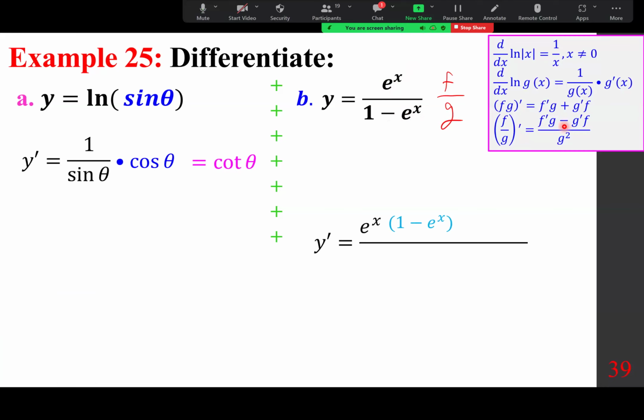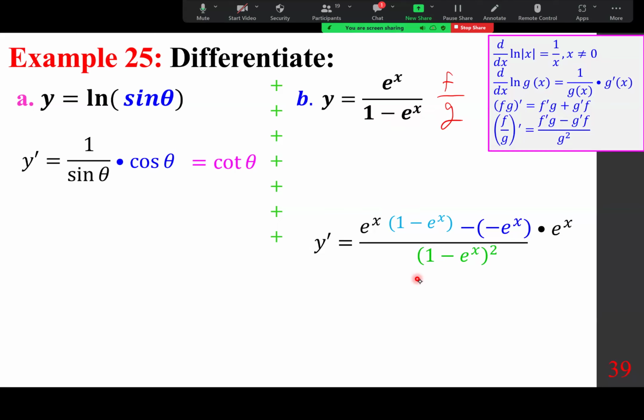minus g prime. What is the derivative of the bottom? E to the power of x is itself, and just keep the sign. So minus e to the power of x, and then times f, the top, which is e to the power of x. Finally, g squared. Just write the same thing here, put it in a parentheses and square it.